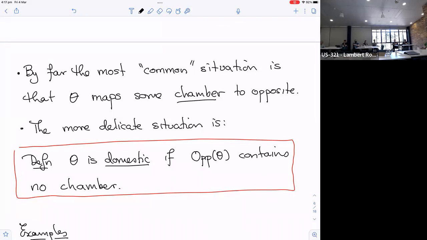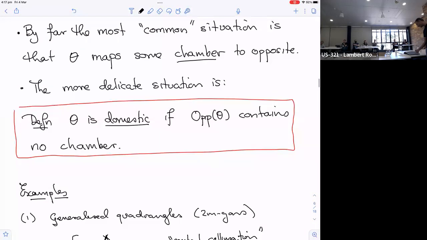The word domestic here is meant to mean that you have to map something to an opposite. Brown tells us that. But to say you don't map a chamber means you're staying as close to home as possible. You still have to map something to an opposite, but not a maximal simplex. So you're trying to stay close to home. It's meant to help us understand that. And so just to re-summarize, the project is to understand these domestic automorphisms and see if there is, to begin with, any nice theory about them.